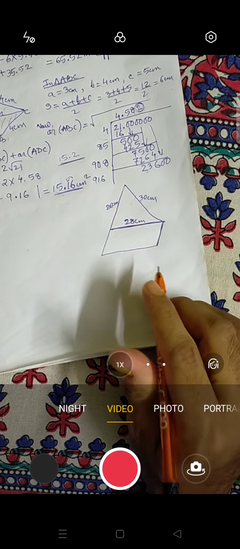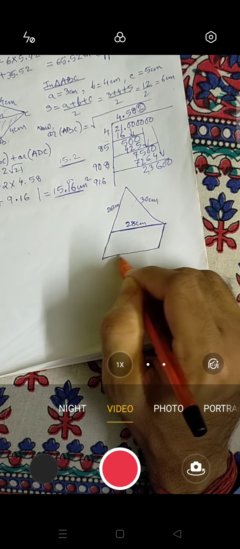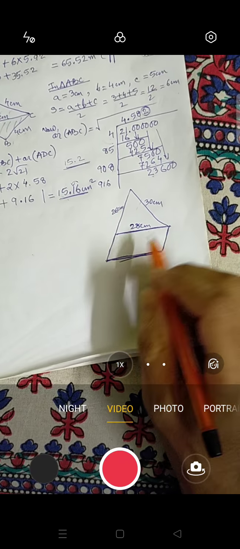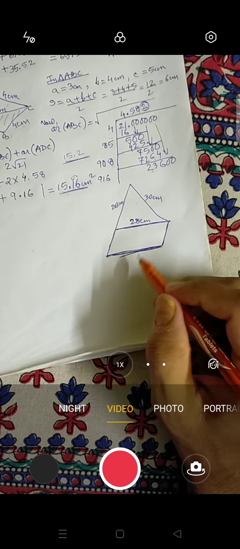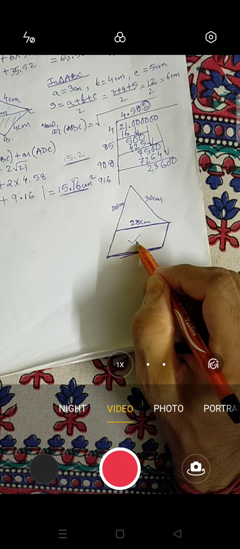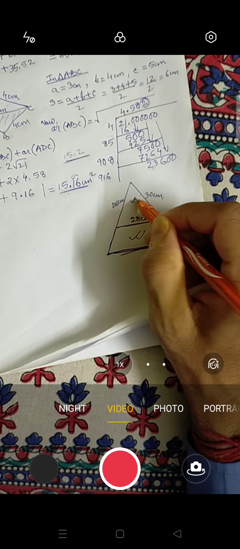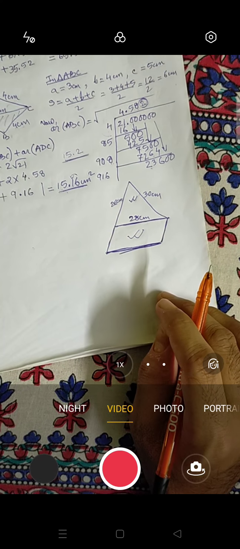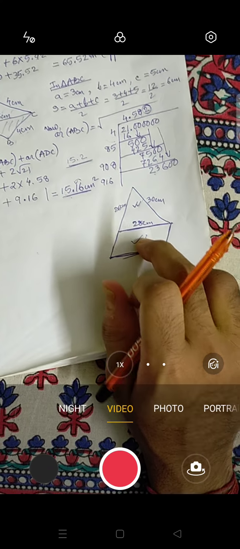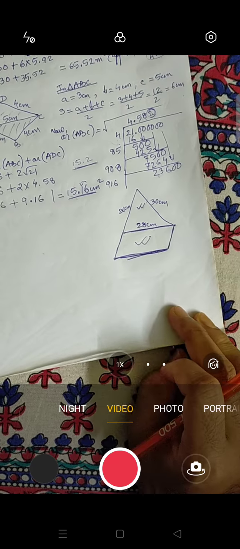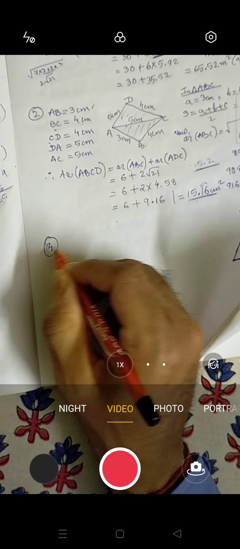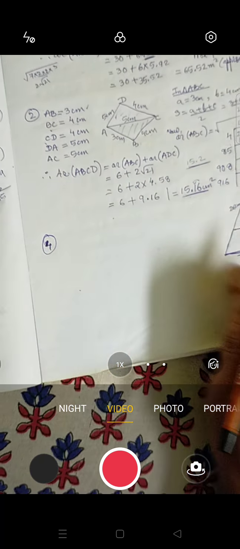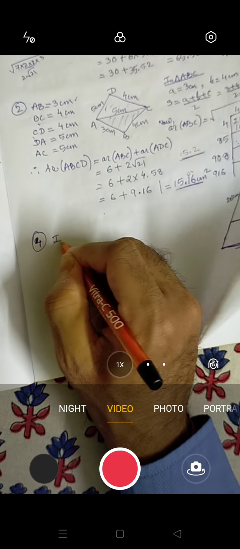Okay, so this is a parallelogram. In the question it is also said that they have the same area. That means the area of a parallelogram and the area of a triangle are the same. So we'll be saying, right, number 4.